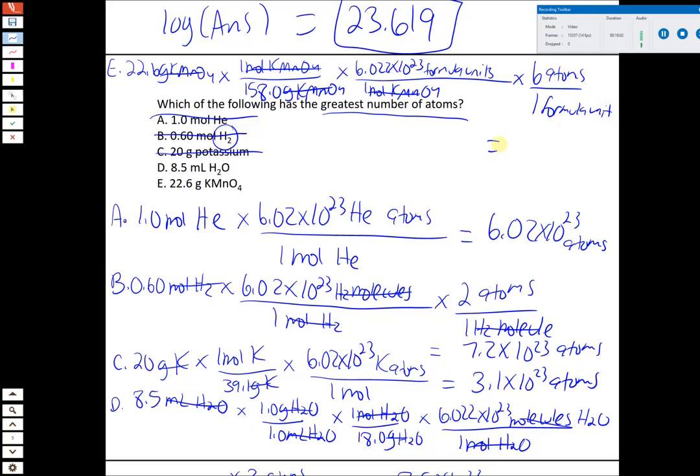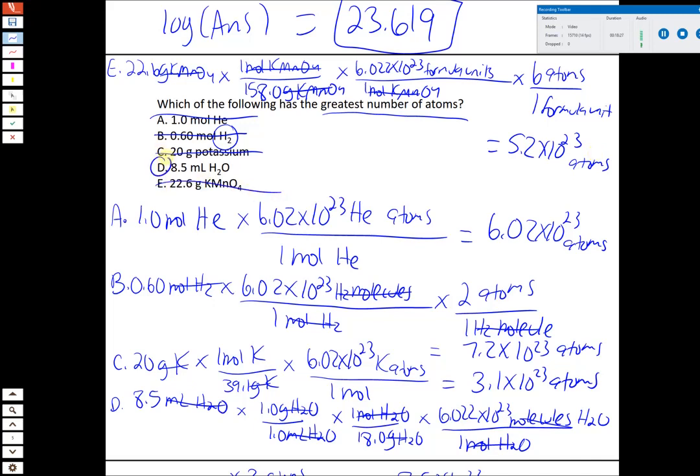So what we end up with is 5.2 times 10 to the 23rd. So even though this had the largest mass, or a larger mass anyway, than the water sample, it has less atoms because the molar mass is so much larger. So that's smaller than the one for choice D, so we get choice D.